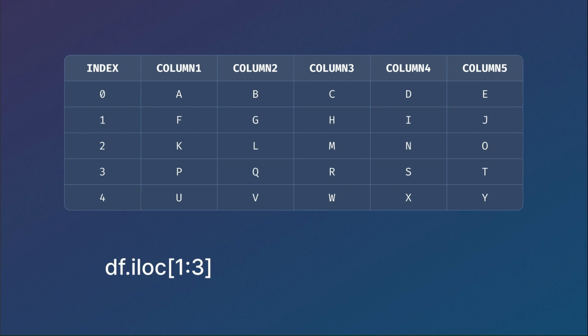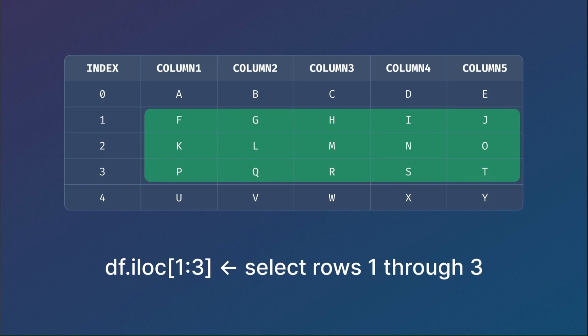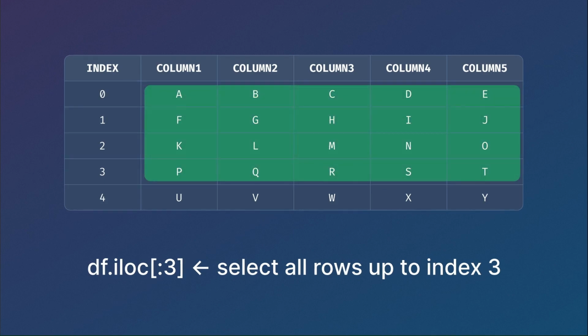Another notation that you can see quite often in Python is this colon notation, where you set a starting point, in this case the 1, and an ending point, in this case the 3. So also in this case we're selecting multiple rows like this. Also, if you want to select all rows up to a certain index, you can do it like this. So this would result in this selection, starting from the very beginning and ending at index number 3.